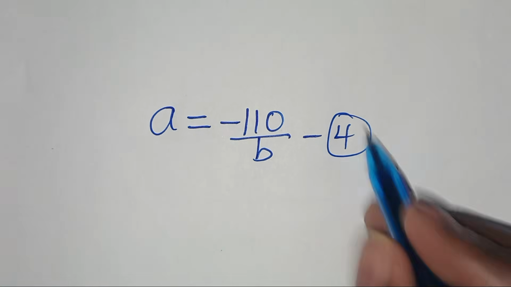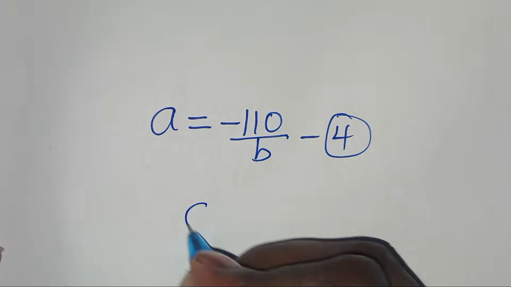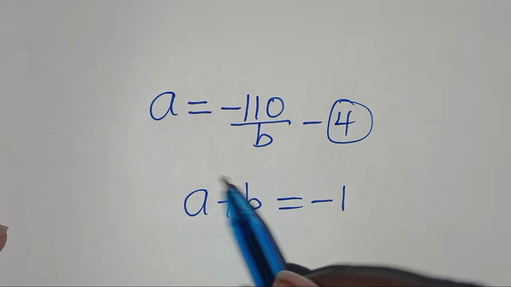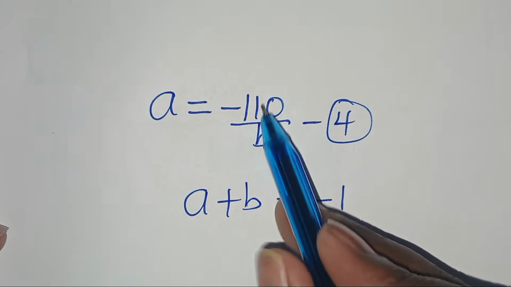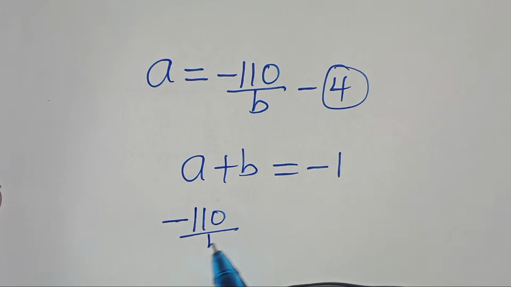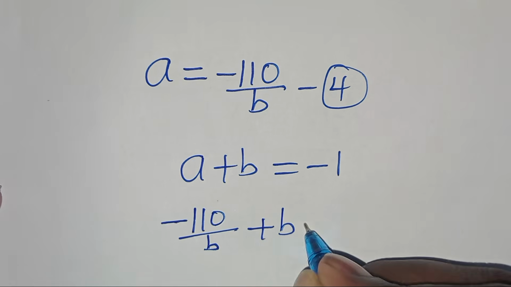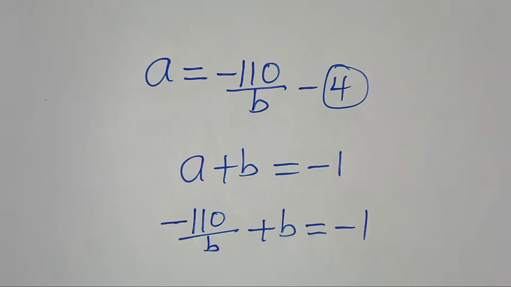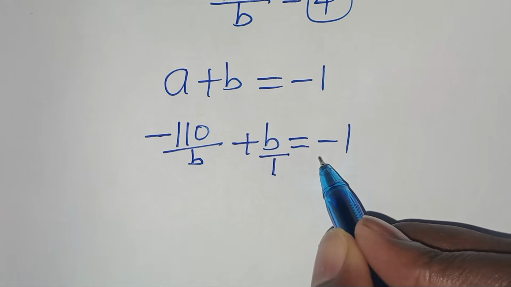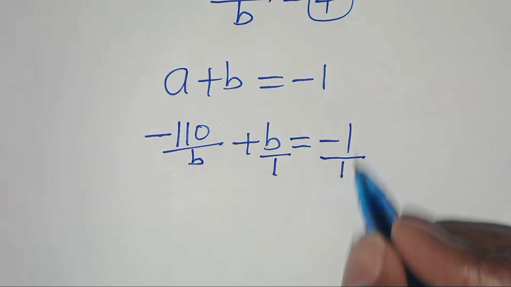Now, this is equation 4. From equation 3, which is A plus B, this is equal to negative 1. Let's substitute the value of A, which is negative 110 divided by B. So we have negative 110 divided by B plus B, this is equal to negative 1. Now, B is our whole number, so this is over 1. And also negative 1, it's our whole number, so it is over 1.